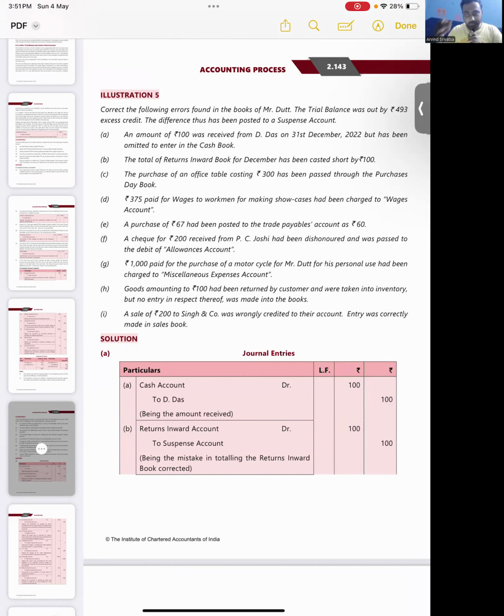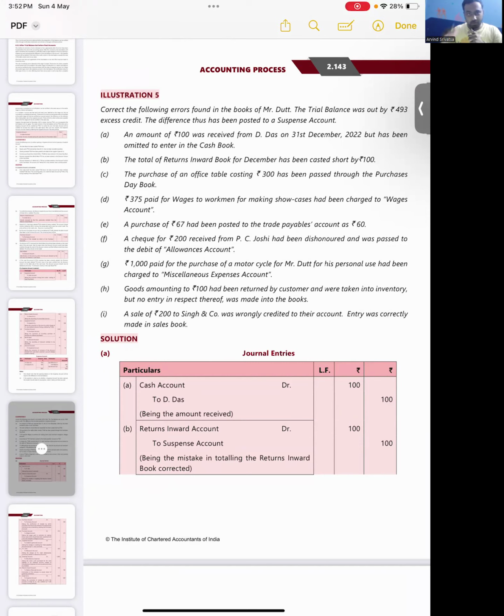Any expenditure which you incur in relation to a fixed asset is a capital expenditure because it is directly attributable to the asset. Since it is a capital expenditure, it has to be taken to that asset and not expensed off. I think you will be reading this also as a part of your CA foundation. So just a quick recap: they have passed the entry wages account debit to bank 375.